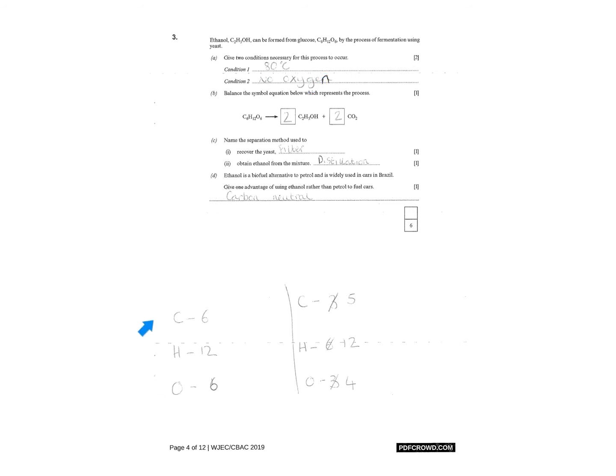Balance the equation. You can see my workings down here. Name the separation method used to recover the yeast. You'd filter the yeast out. Obtain ethanol from the mixture. That's distillation, which is year 10 work. Give 1 advantage of using ethanol rather than petrol to fuel cars. It's carbon neutral, so it takes in CO2 to grow. It does release CO2, but the amount of carbon dioxide taken in to grow is the same as given out.